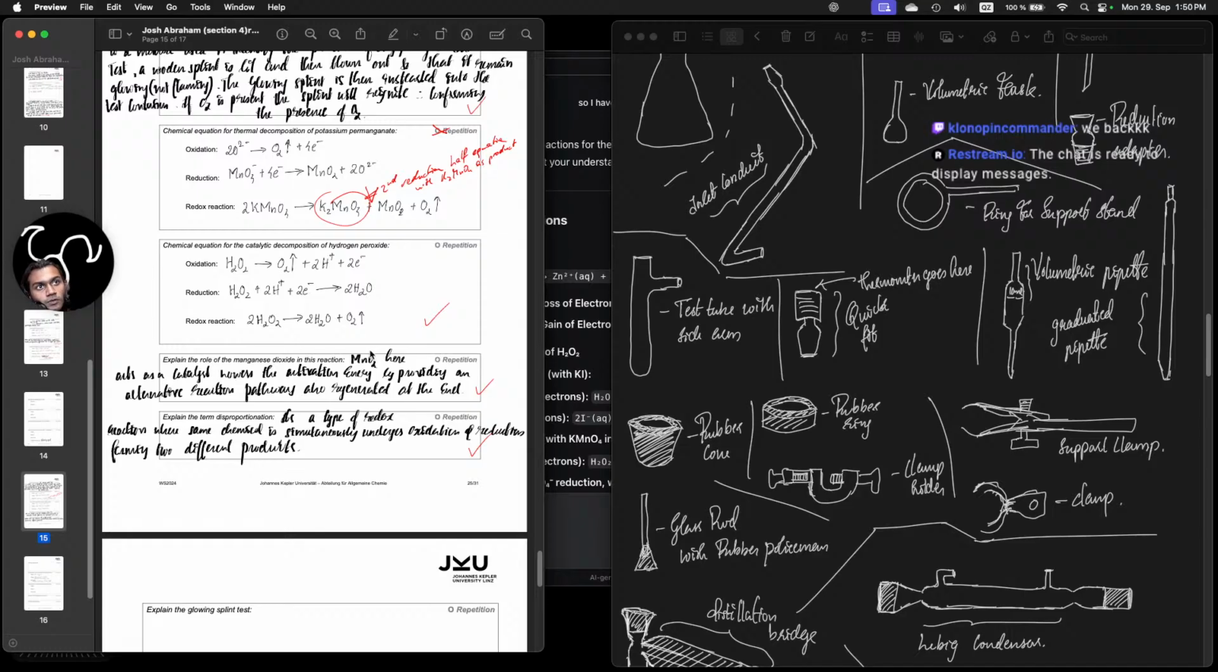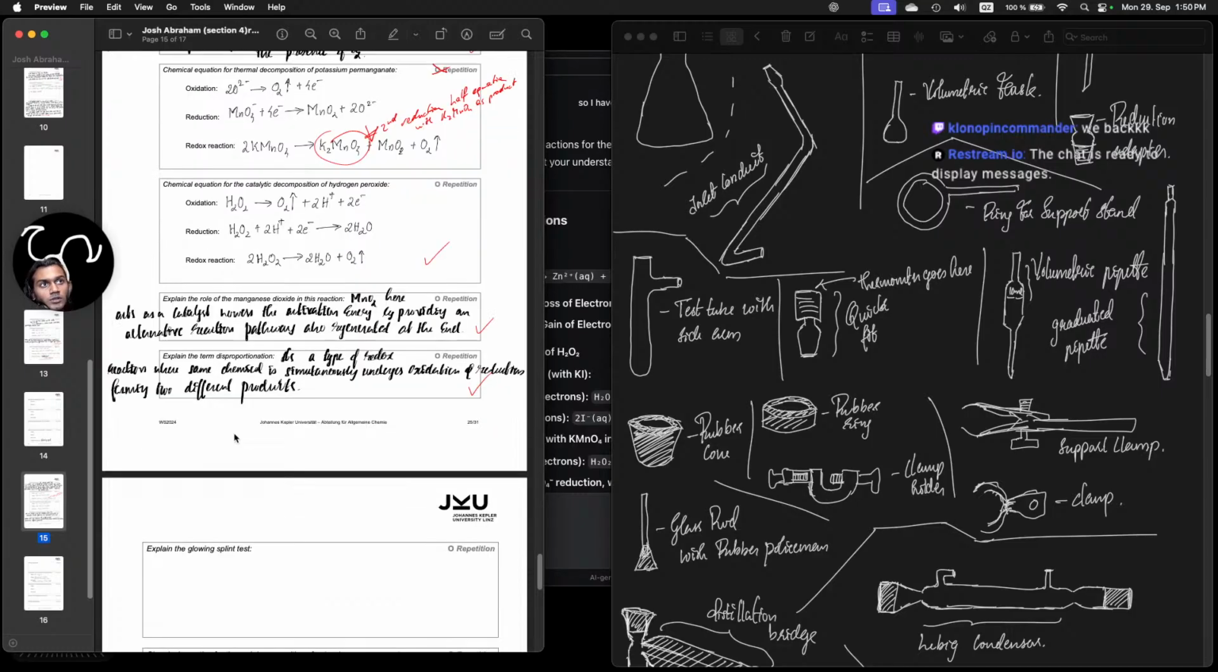Disproportionation is a type of redox reaction where the same chemical simultaneously undergoes oxidation and reduction, forming two different products.